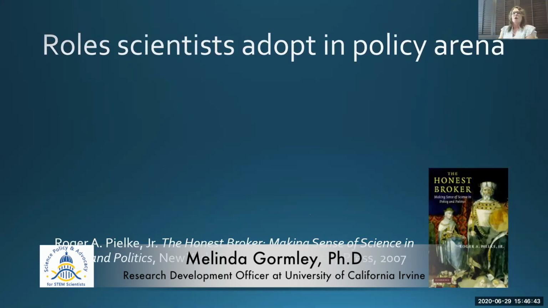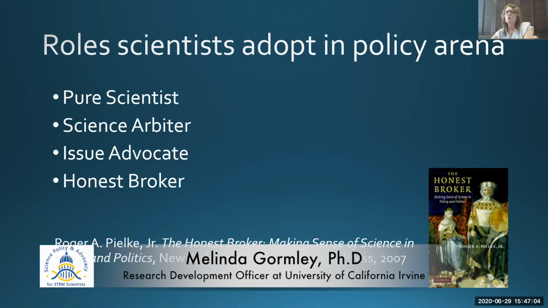So I do want to go into one other point that Roger Pilkey makes in his book, which is about the roles that scientists adopt in the policy arena. So what he does is he sketches out four different roles. I'm actually not going to go through the first two, but I do want to discuss one of the points he makes about the issue advocate and the honest broker, for which he titled the book.